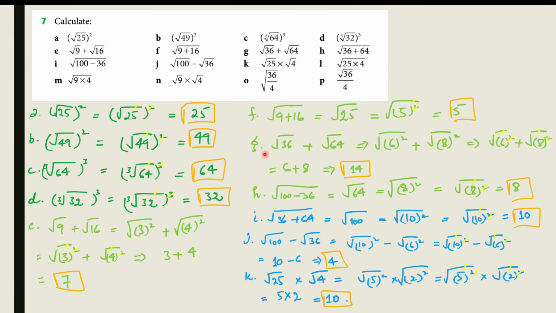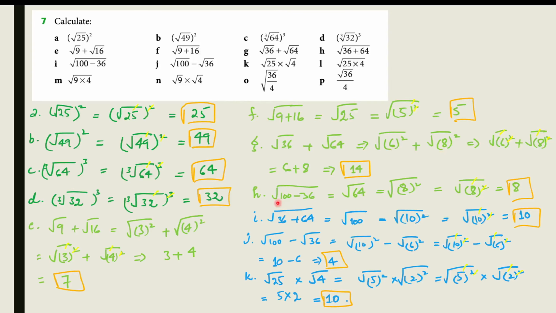Seventh part is square root of 36 plus square root of 64. We can write the square root of 36, 36 under the root, as 6 square under the root, and 64 can be written as 8 square under the root. Again, the squares get cancelled with the root and we are left with 6 plus 8. So 6 plus 8 is equal to 14, and 14 is our final answer.